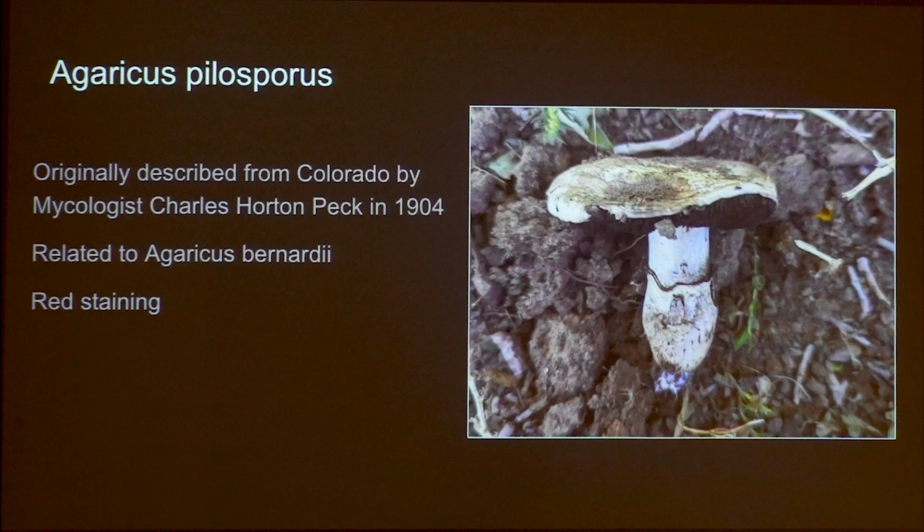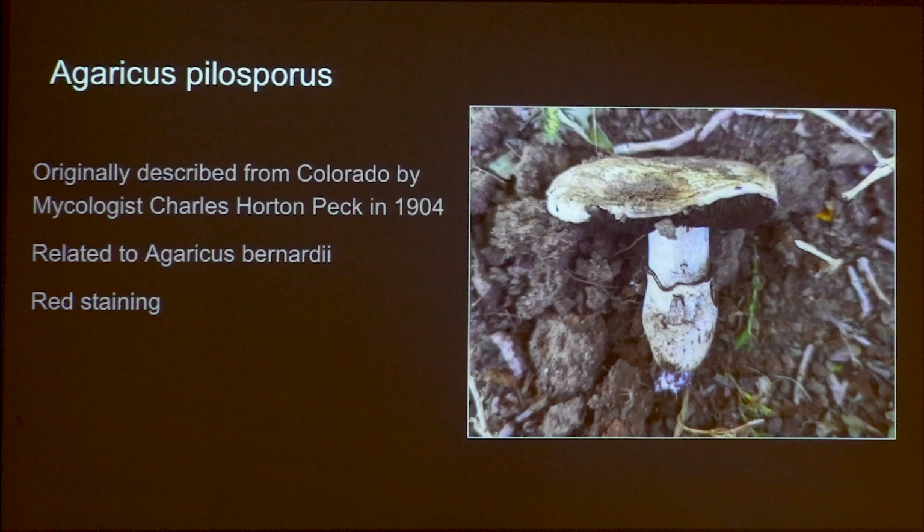This one's called Pilosporus. It grows with a torque squirrel in my backyard, but at a different time of year. I wish I had a better picture of it. It's closer related to Bernardii, so it's a red stainer. It has actually been known in Colorado since 1904. Peck described it in 1904. So this is another one we need to find.